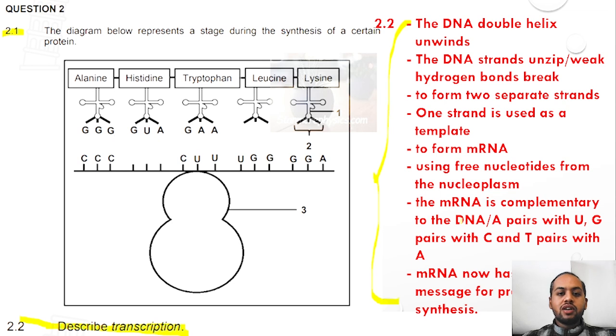6 points, and 2.2 would have given me 6 marks. Please make sure you are able to describe the process of translation as well as DNA replication as well. Those are possible questions which can also be asked for about 5 to 6 marks.